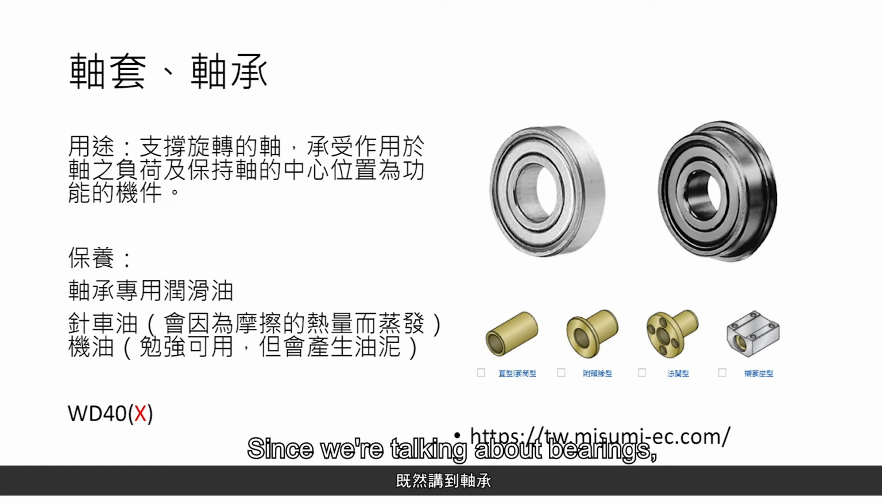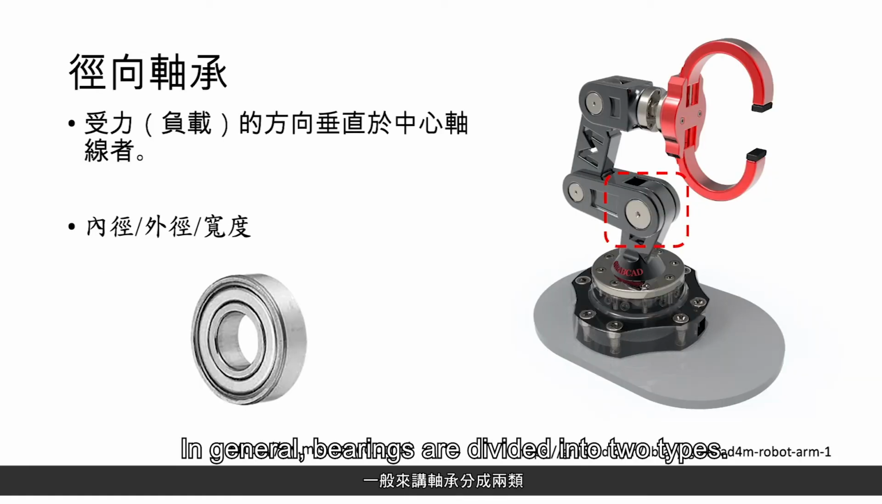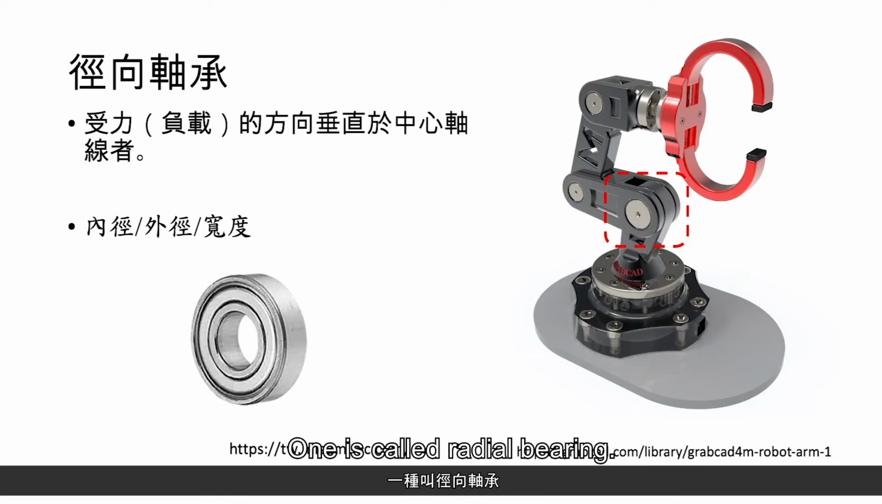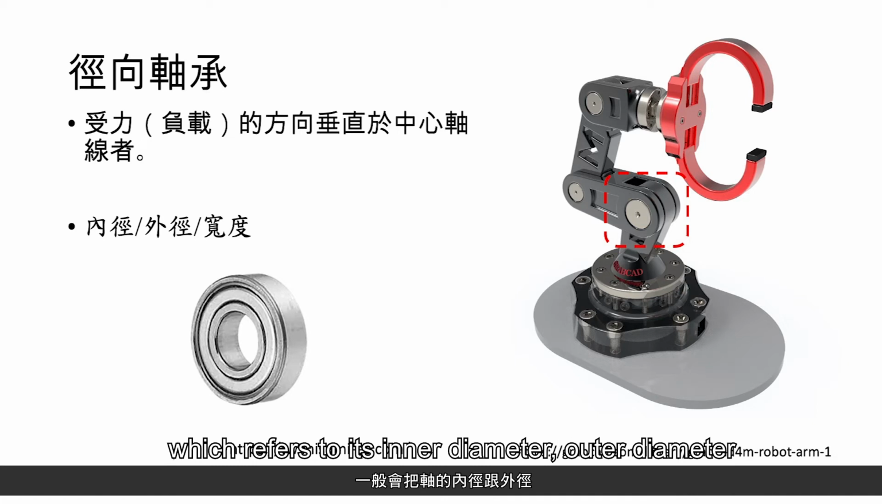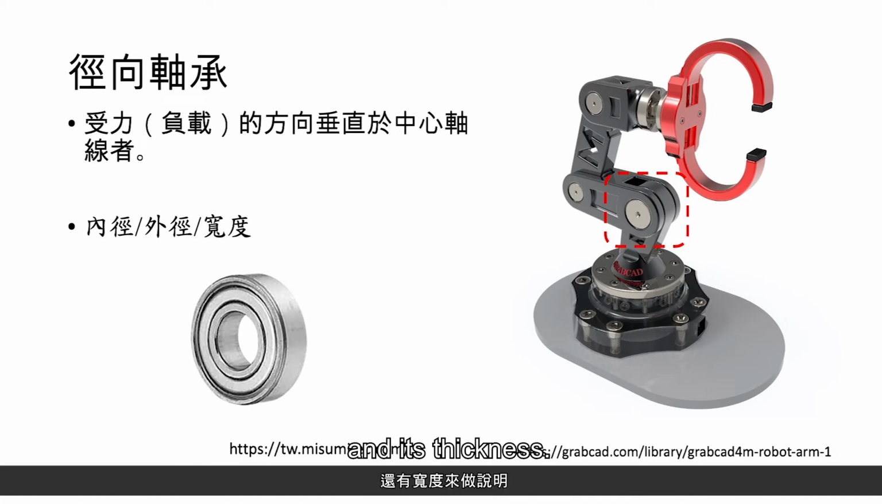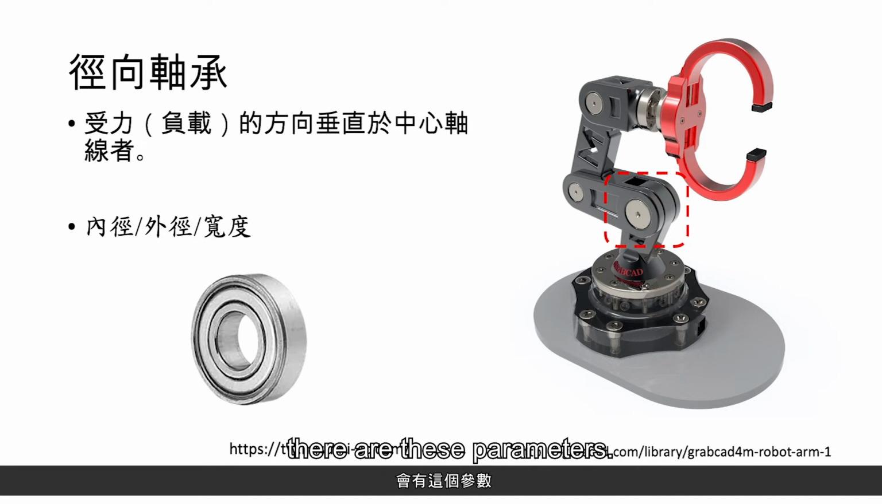Since we are talking about bearings, let's talk more in detail. In general, bearings are divided into 2 types. One is called radial bearing. When you're buying a bearing, you'll be asked to understand their basic dimension specs, which refers to its inner diameter, outer diameter, and its thickness. Generally, when we're buying bearings, there are these parameters.